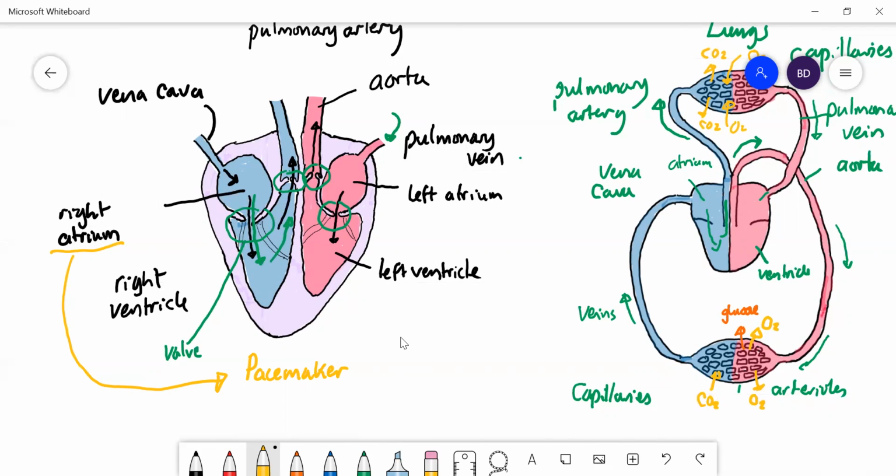Once again, there are some diseases where something goes wrong with the pacemaker, and it doesn't fire properly, and so the people have to be fitted with an artificial device to start the heart, to control the rate of heartbeat.